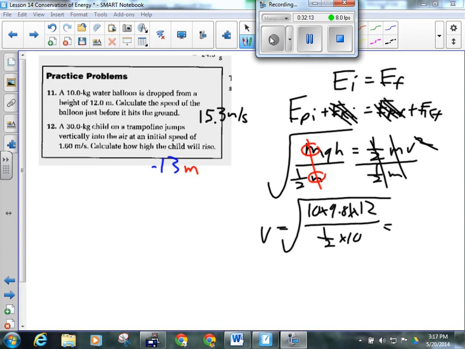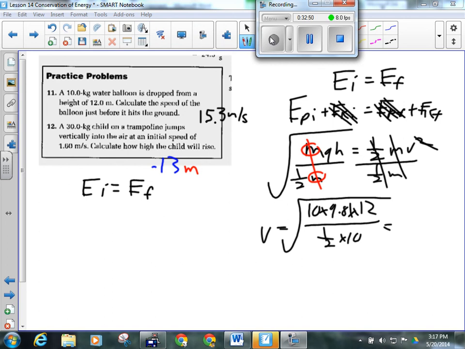All right, so for number 12, same idea. EI equals EF. Rather than write out all of those, let's just decide what we have at the beginning, what we have at the end. So the child jumps on a trampoline vertically into the air with an initial speed of 1.6 meters per second. Calculate how high the child will rise. So we're assuming that this trampoline is one of those ones that's actually on the ground and they've dug out underneath it so that it can bounce. What's the initial height of the trampoline? 0. Does it have, what kind of energy does it have then at the beginning?